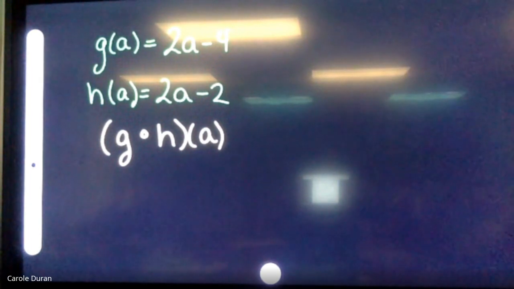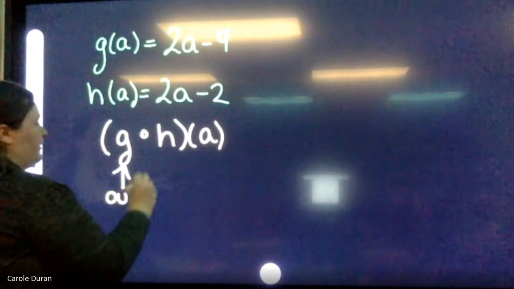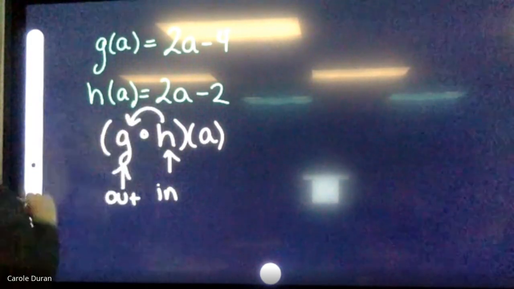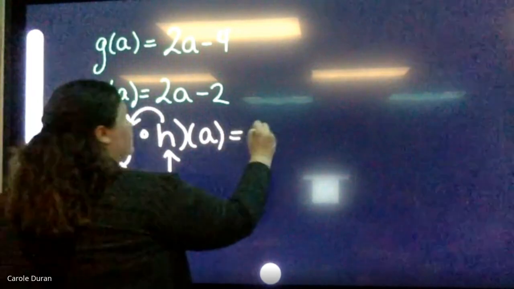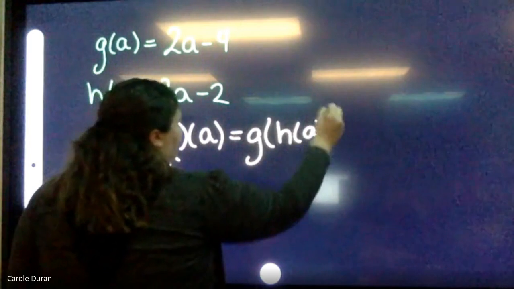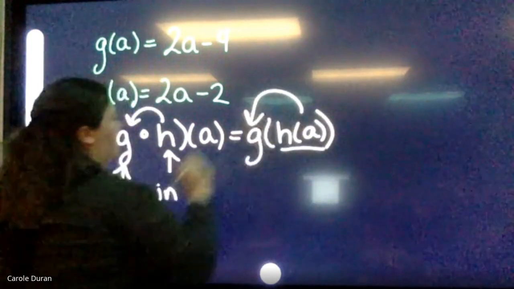So just like before, I want to rewrite this in the other notation for composition. G here is my outside function. H here is my inside function. H is going to get plugged into G. So in our other notation, I have G parentheses H of A. Again, indicating that H gets plugged into G.